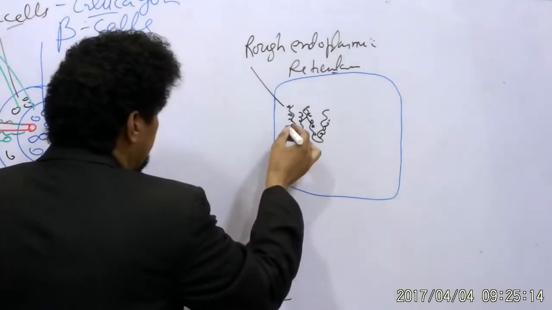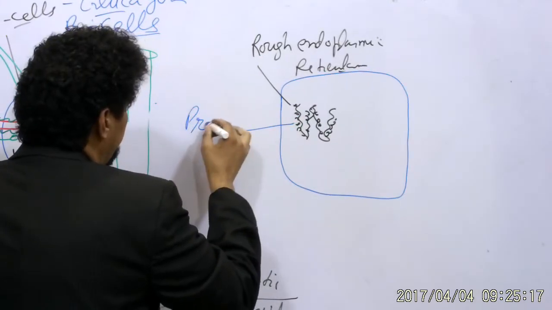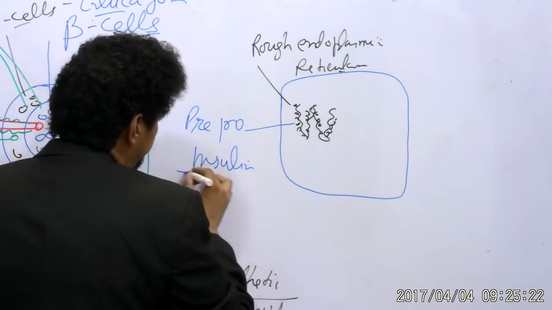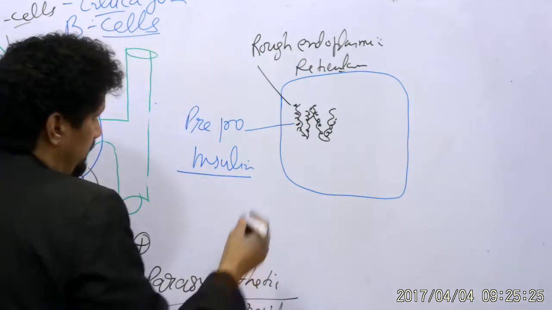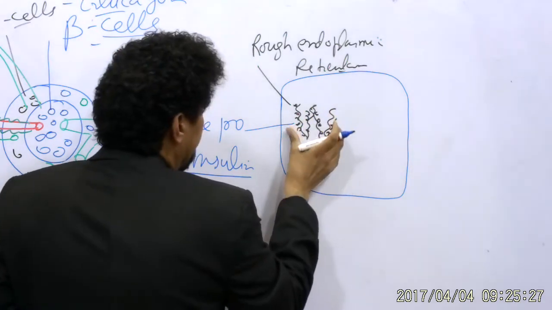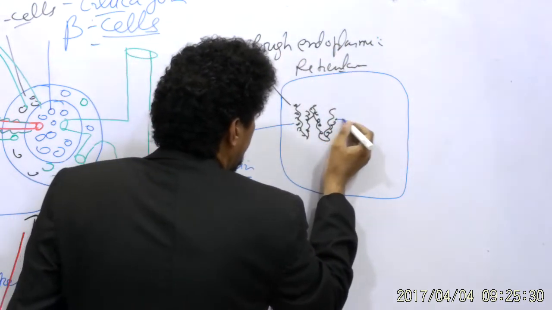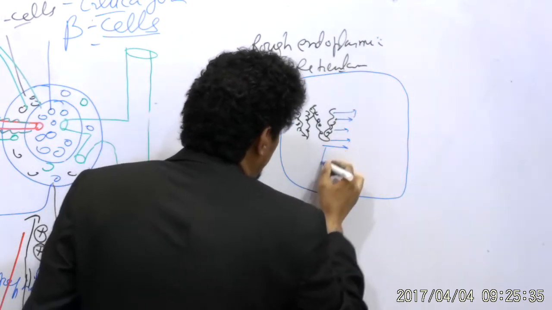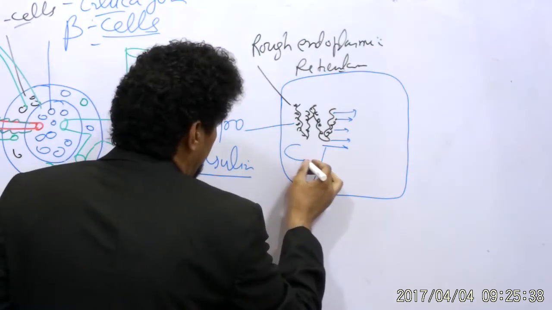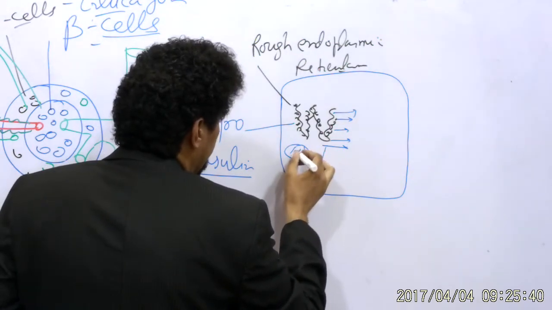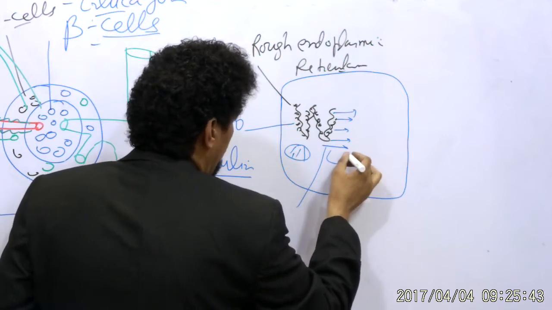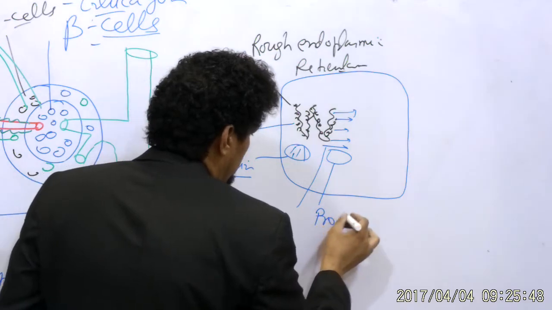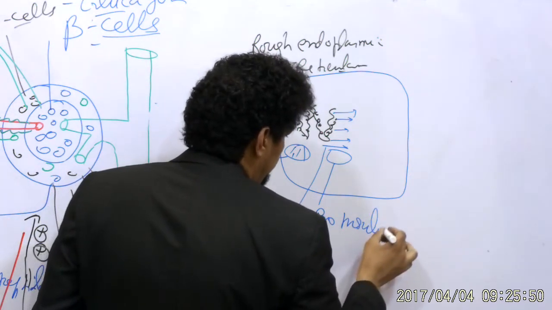This insulin, after formation in the rough endoplasmic reticulum, is migrating, and during its migration it is converted into proinsulin. So this is the molecule of the proinsulin, and here is another molecule of the proinsulin.